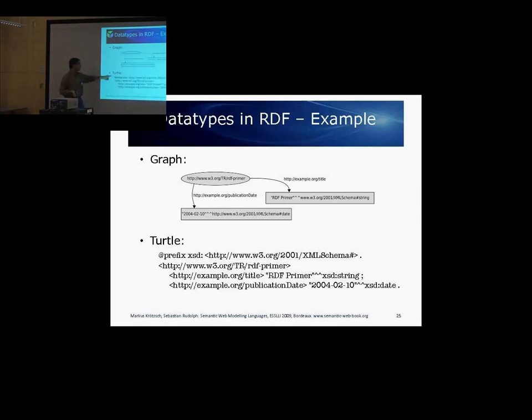So the turtle syntax for the same is that there is a particular prefix which represents this entire namespace. And then this is the subject, this RDF primer, and it has a particular property which is the title, RDF primer. And then there is a particular publication date which is associated with it.